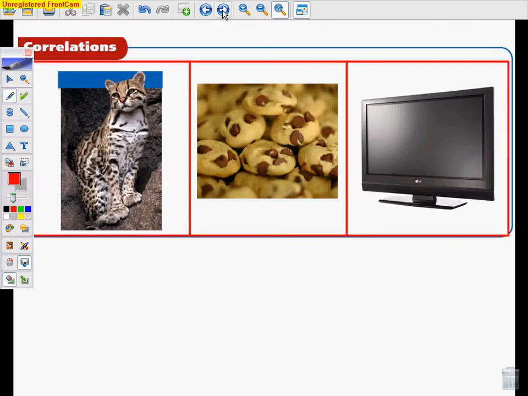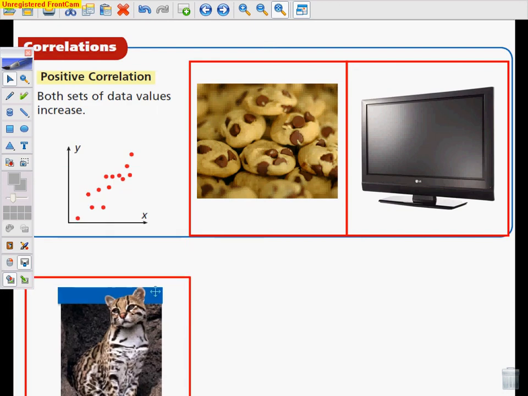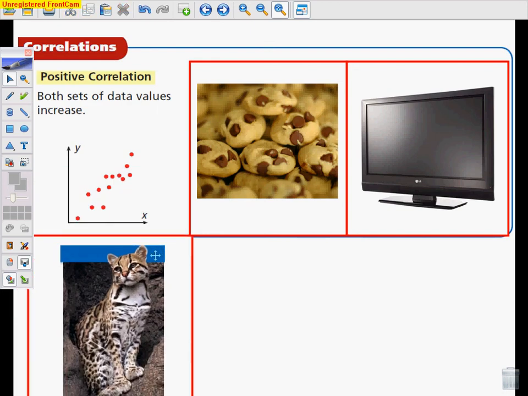Now, let's talk about correlations. You do need to write down everything that's on this slide. All right, now there's 3 types of correlations we're going to talk about. The first type of correlation would be things that are positively correlated. Meaning as one increases, the other increases. Both sets of data values will increase at the same rate.